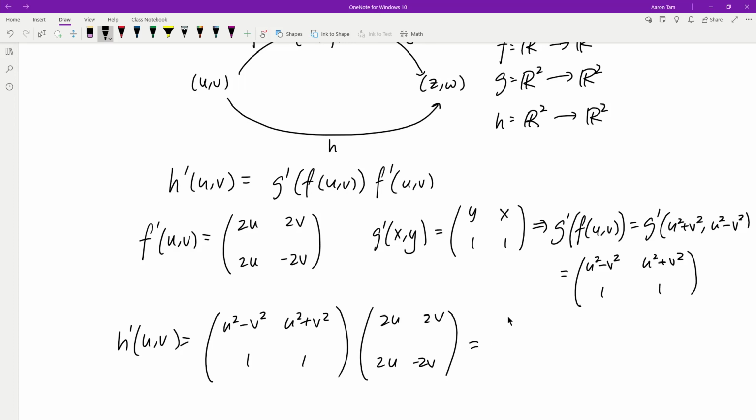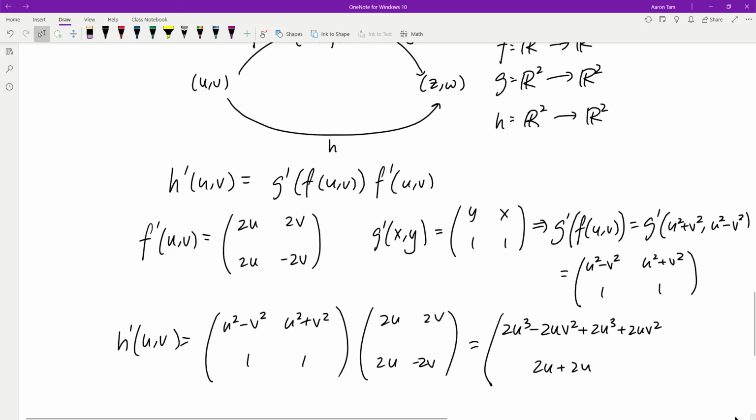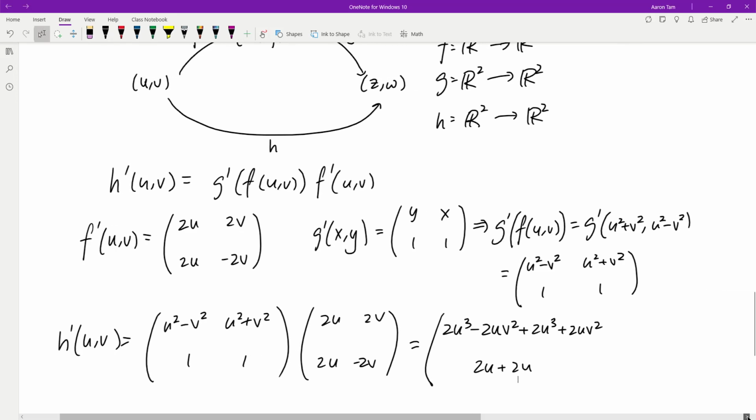So now I'm going to multiply them out. If I multiply them out, I get 2u times this, which is 2u to the third minus 2uv squared. And then 2u times the u squared plus v squared, so plus 2u to the third plus 2uv squared. And the bottom one is just 1 times 2u, so 2u plus 2u, so that's easy. Looks like I'm going to need a little bit of room. Okay, we'll try to squeeze in here.